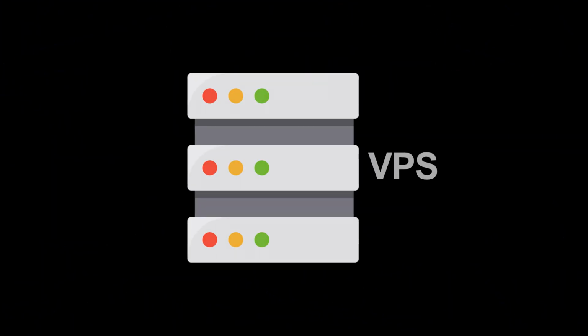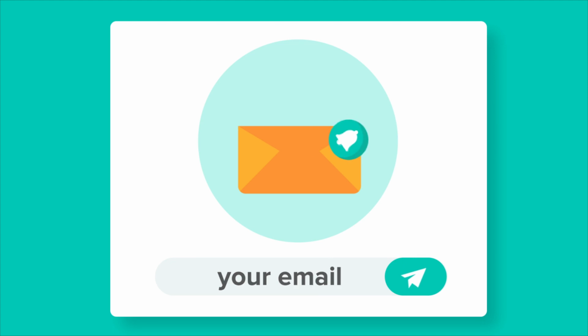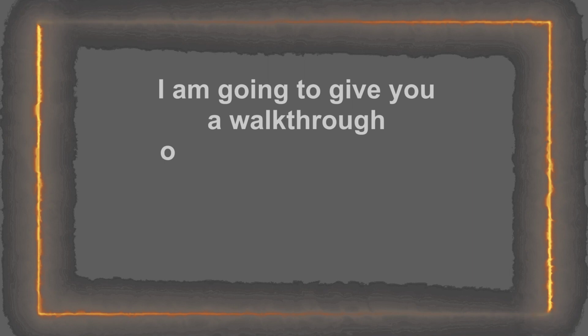So you have just bought a VPS and you have realized that your IP has been listed, or you've been running your campaign and you realize your IP has been listed. What do you do? All right, I'm gonna give you a walkthrough of how you go about it.